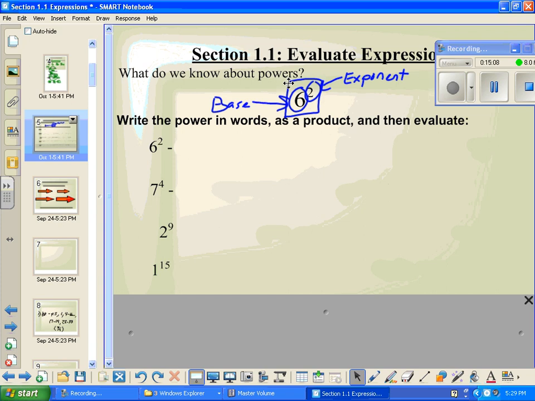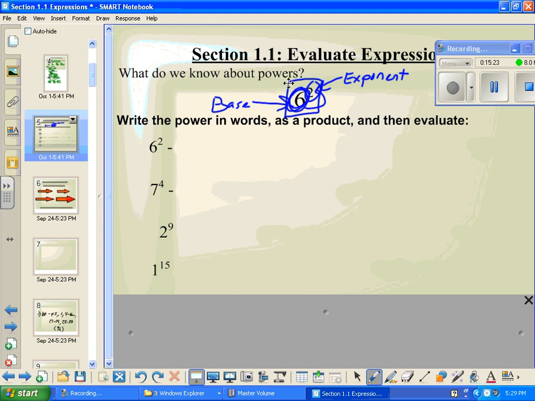What does it mean when you have something like 6 to the second power or some kind of expression like this? Well, this means that I'm going to take the base number and multiply it by itself as many times as the exponent tells me to.